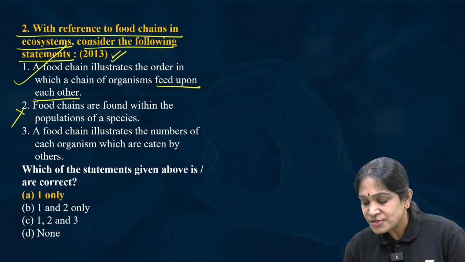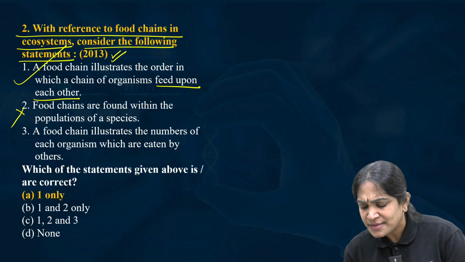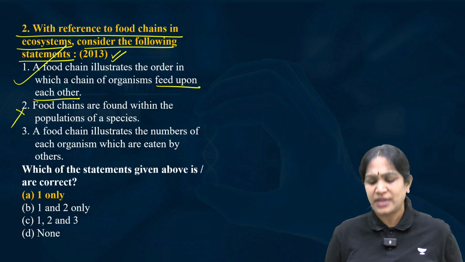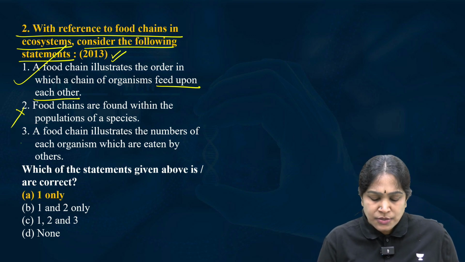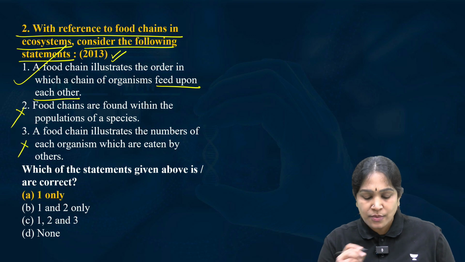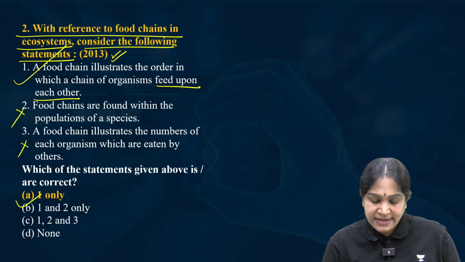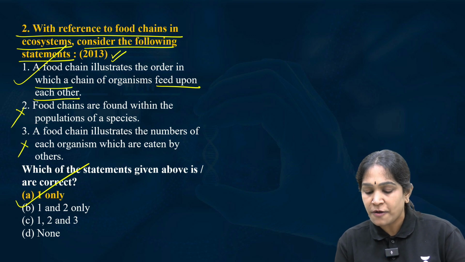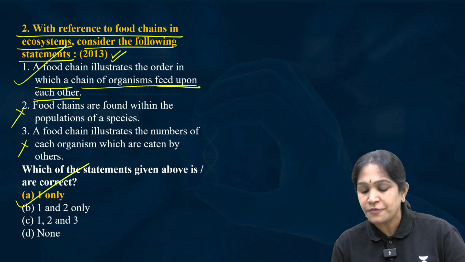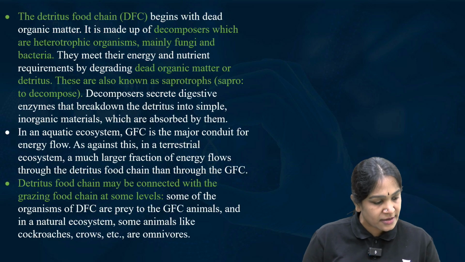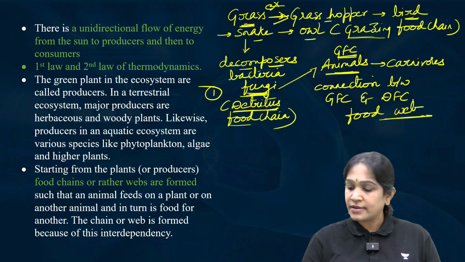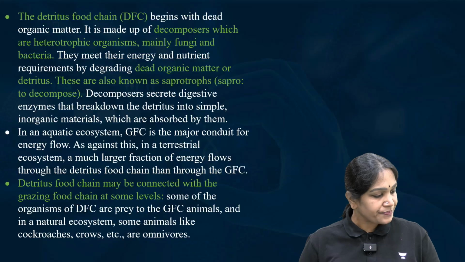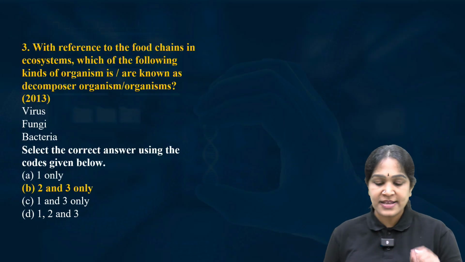A food chain illustrates the numbers of each organism which are eaten by the others. No, need not specify the numbers. So this is also not correct. The only right statement is 1. So the right answer is A. So food chain illustrates the order in which the chain of organisms feed upon each other. And this is that order as we have seen. Right? Then moving on to one more previous question.